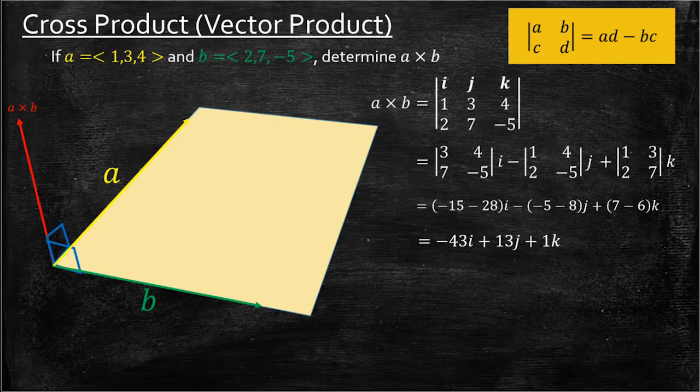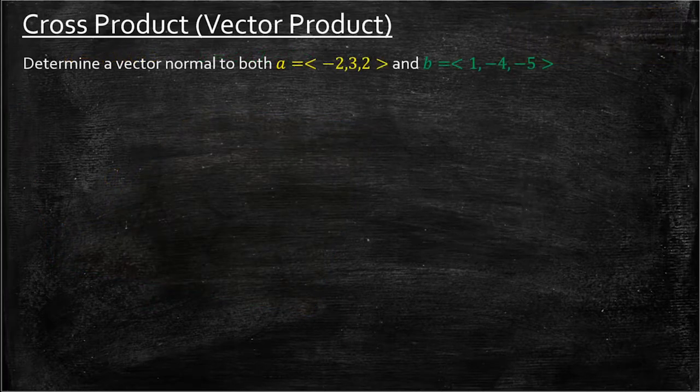Alright, so what I want you guys to do now is have a go at finding a vector normal to both A and B. So pause the video, have a go for yourself, and then press play when you want to get the answer.